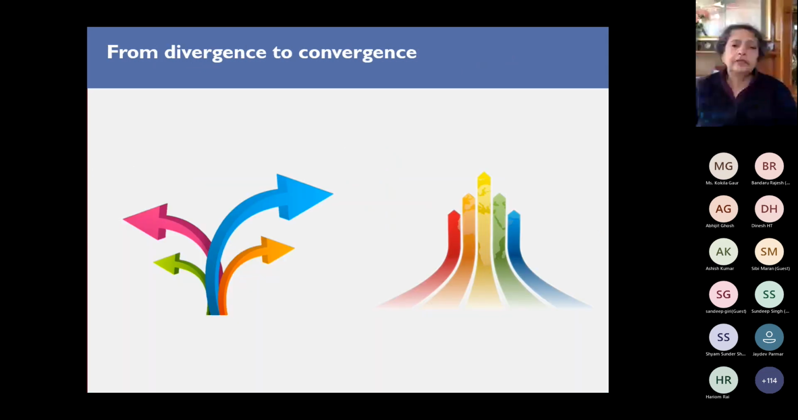Next slide, please. From divergence to convergence, how can we bring these two domains together and see what are the kind of synergistic issues that we can talk about when we follow quality as well as achieve sustainability, or we work towards sustainability as well as achieve quality in our operations. Next slide, please.